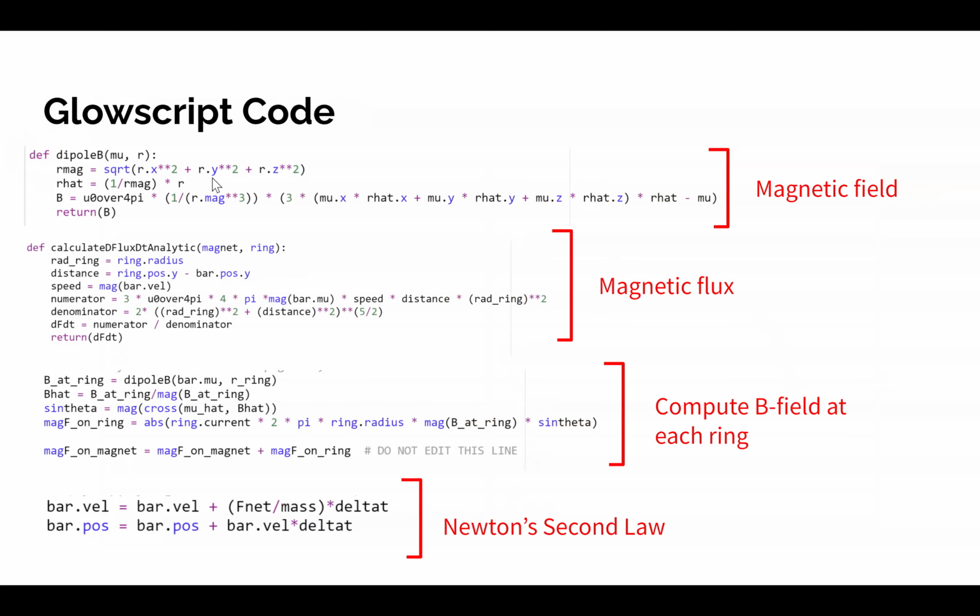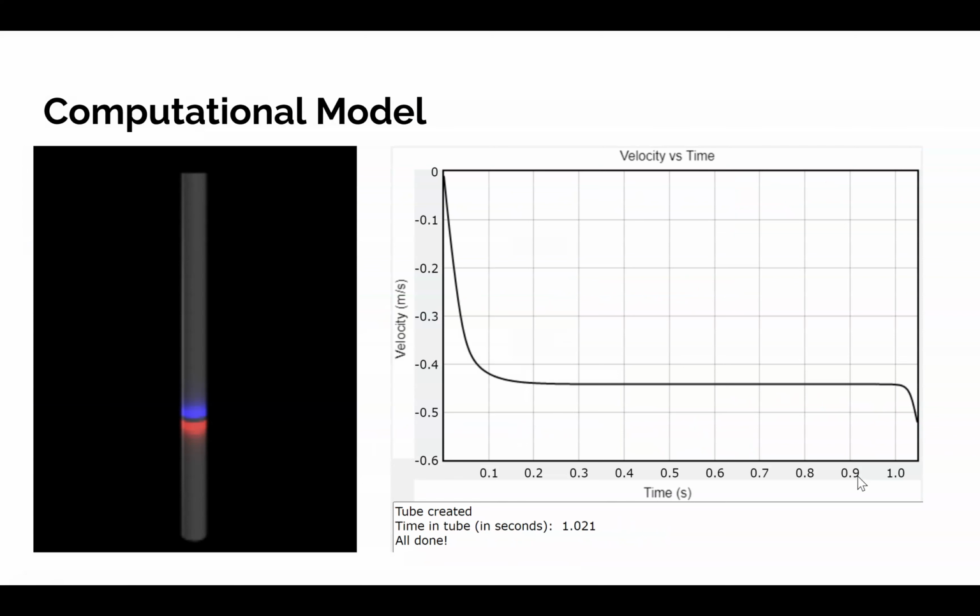This first part here is where I created a function to calculate the magnetic field, and then another function to calculate the magnetic flux. And then this third part here is where I computed the magnetic field at each ring, and then I used Newton's second law to update velocity and position. And so here is what my computational model actually looks like.